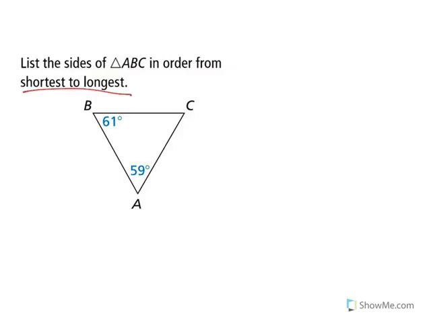So from shortest to longest, but we need to find that angle. So we're going to do 180 minus 61 minus 59, and we're going to get that C is 60 degrees. Okay. So they're all very close, but not quite. So the shortest side would be opposite the smallest angle, so BC would be the shortest.